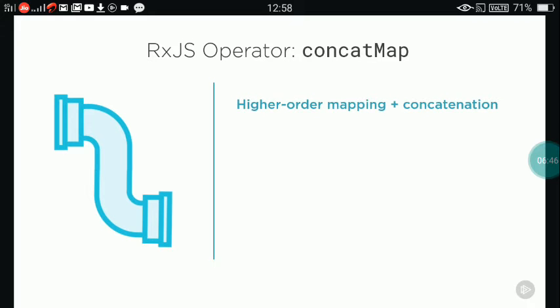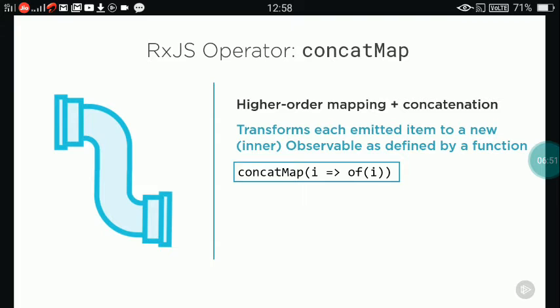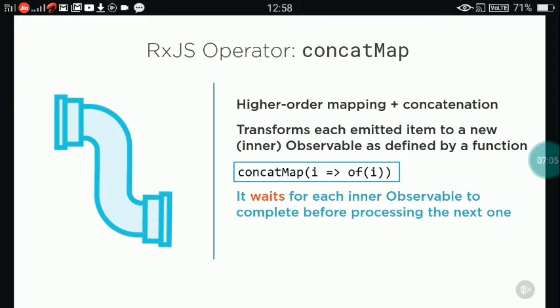Think of concat-map as higher-order mapping plus concatenation. The concat-map operator transforms each emitted item to a new inner observable as defined by a function we provide. Here we map each emitted item to an observable that emits that item. Concat-map is different from the other higher-order mapping operators in that processing is serial. It waits for each inner observable to complete before processing the next one. The items emitted from each inner observable are concatenated onto the resulting output stream in sequence.